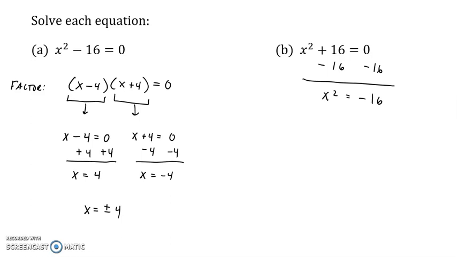Now notice you've got x squared equals negative 16. You know, when you go to square a number, you're not able to get a negative, so if we want to undo that squared part, yes, we can go ahead and take the square root. However, we're going to be taking the square root of a negative number. So let's go ahead and take a look at what happens here.